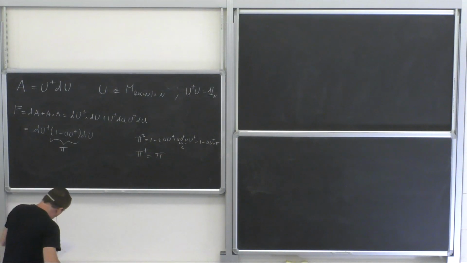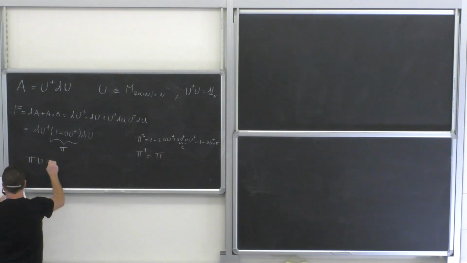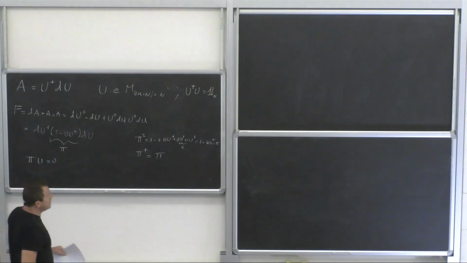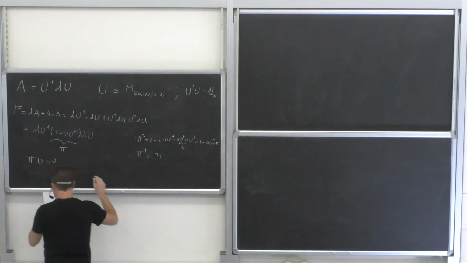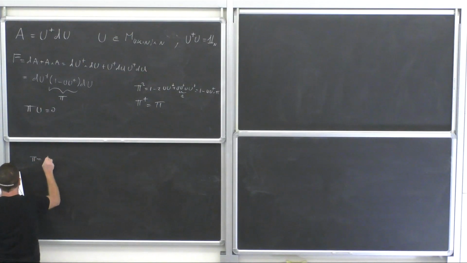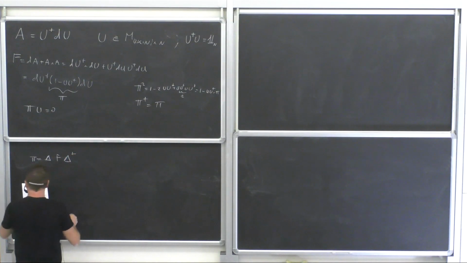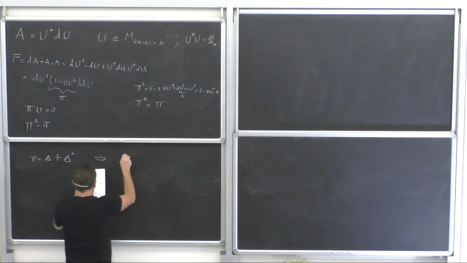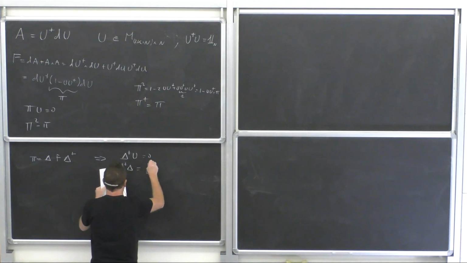So this projector satisfies, of course, the condition that pi of u is equal to 0. I parameterize this projector. It is an indirect parameterization of the moduli data. So I write pi as delta f delta dagger, where now the two conditions, this and pi squared equal to pi, boil down to two conditions: delta dagger u equal to zero, and delta dagger delta equal to f minus one.